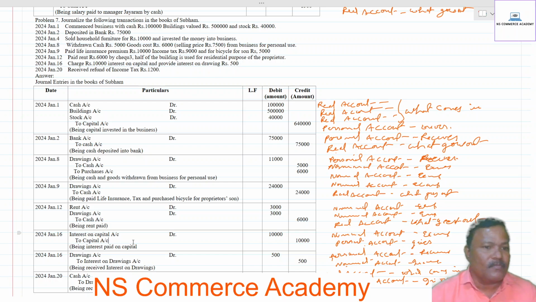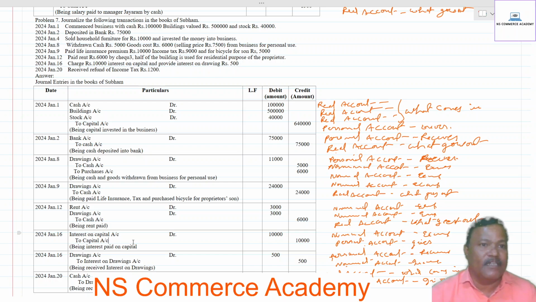Next, on the same date we have to write another entry for interest on drawings. So write the date 2024 January 16th. Drawings account 500 to interest on drawings account 500, being interest received on drawings. So Shubham is paying interest on drawings, that's why it is an income to the business. That's why we are entering drawings account debit 500 to interest on drawings account 500, being interest charged on drawings.